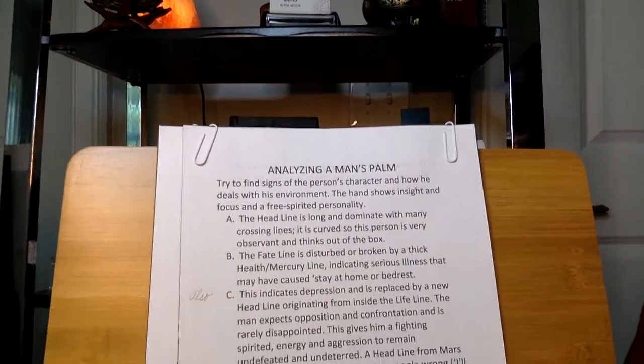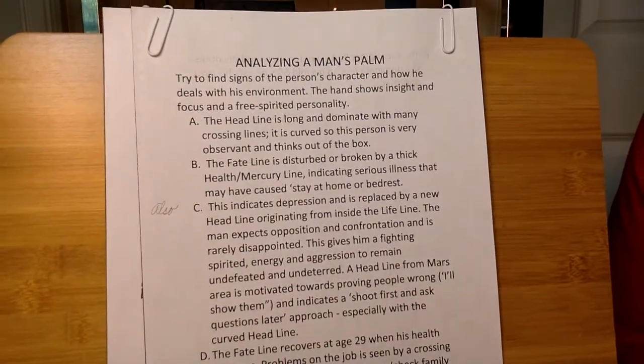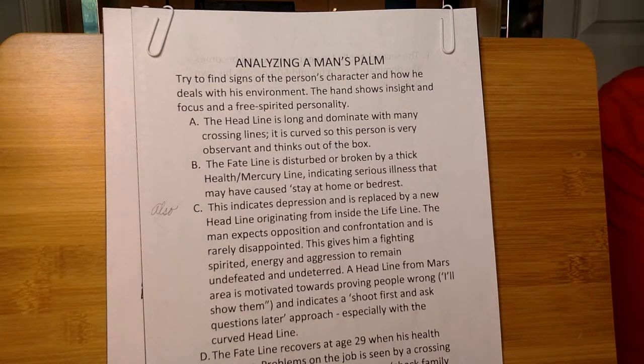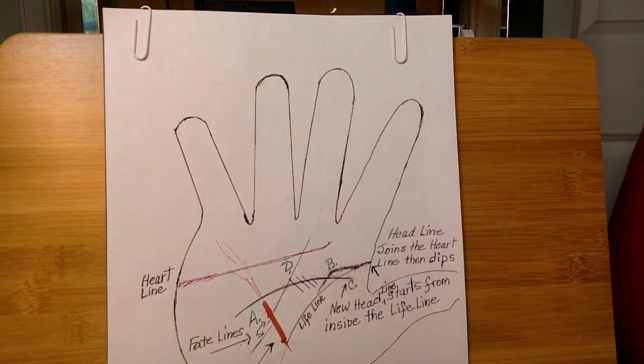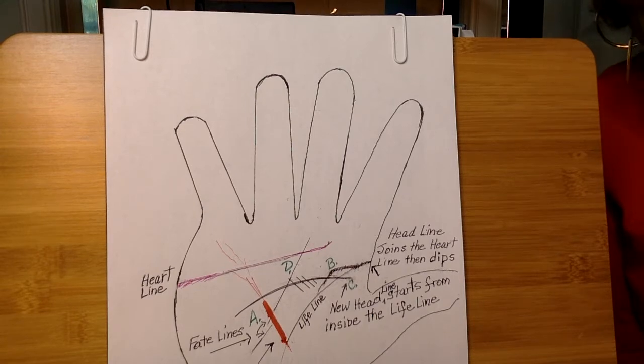As you see on the sheet before it's removed, it says analyzing a man's palm. Try to find signs of the person's character and how he deals, or she, with the environment. The hand shows insight and focus and a free-spirited personality, and that applies to all hands in their own way. Okay? So let me remove this and let's take a look at the example we're talking about today.